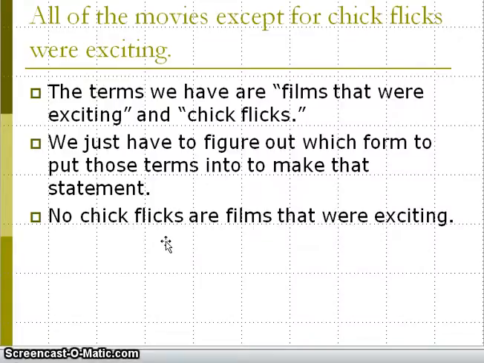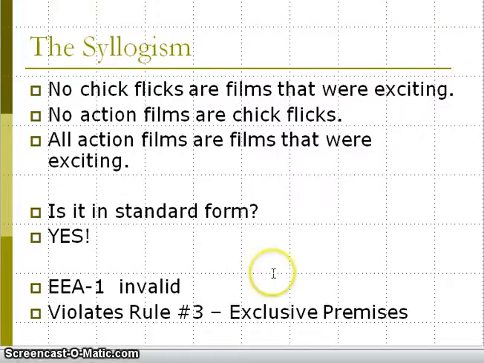We just have to figure out which form to put these terms into to make the statement. Up here, all the movies except for chick flicks were exciting, so: no chick flicks are films that were exciting. Now we have our syllogism. First premise: no chick flicks are films that were exciting. Second premise: no action films are chick flicks. Therefore, all action films are films that were exciting. Is it in standard form? The answer is yes.